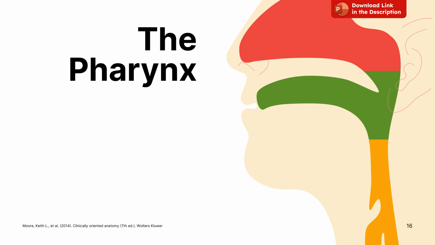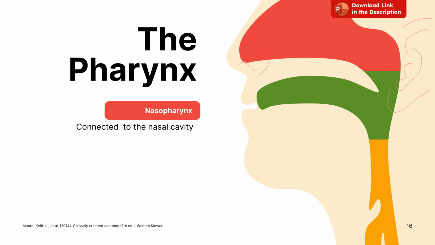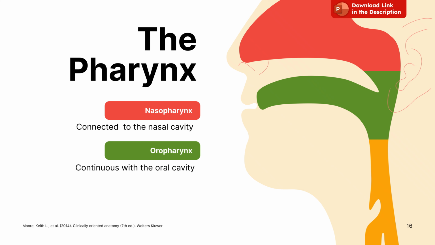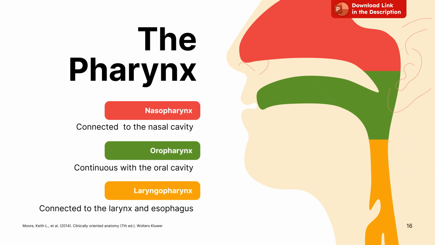The pharynx is divided into three distinct parts. The nasopharynx is connected to the nasal cavity and serves as a passage for air. The oropharynx, which is continuous with the oral cavity, serves as a common passage for both air and food. And the laryngopharynx, which connects to the larynx and esophagus, directing food and liquids into the esophagus, while allowing air to enter the larynx and trachea.